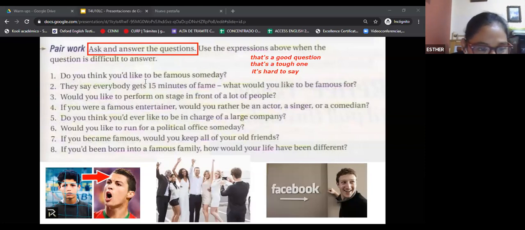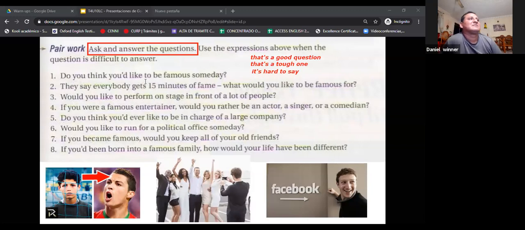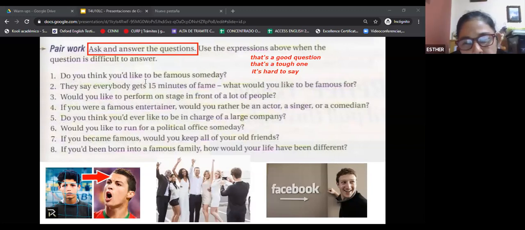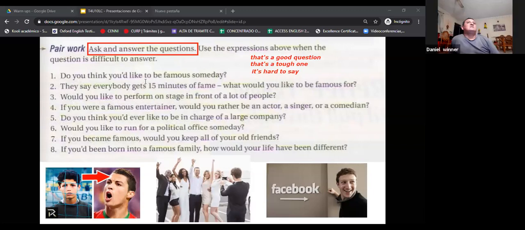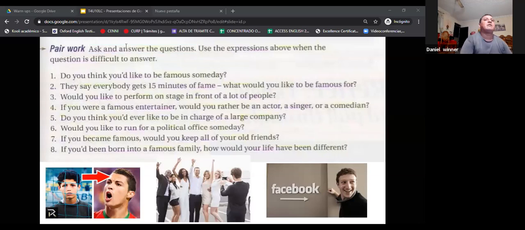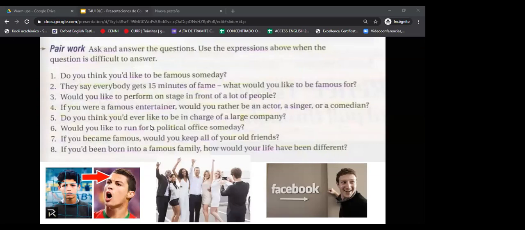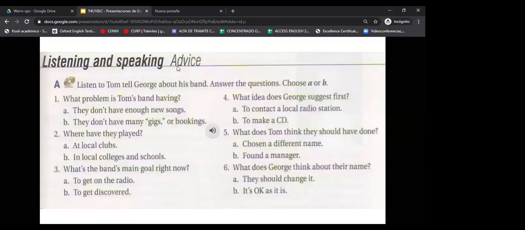Okay. If you'd been born into a famous family, how would your life have been different? That's a good question. I want to have a better life. I should have a better life. A dreamer American. Oh, there you go. All right, listening and speaking.